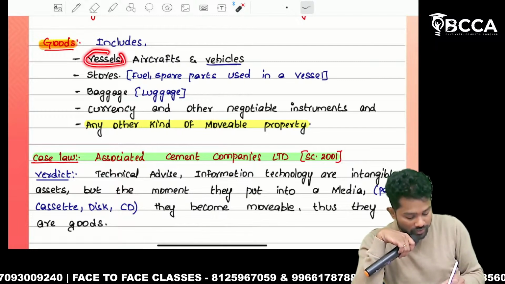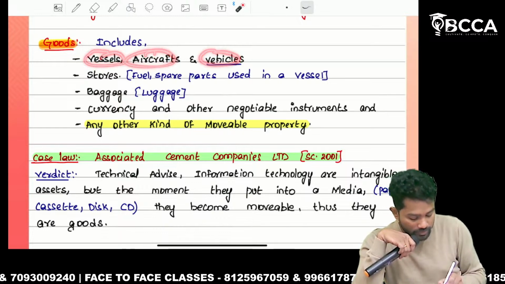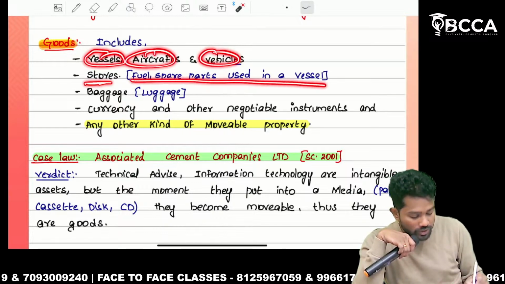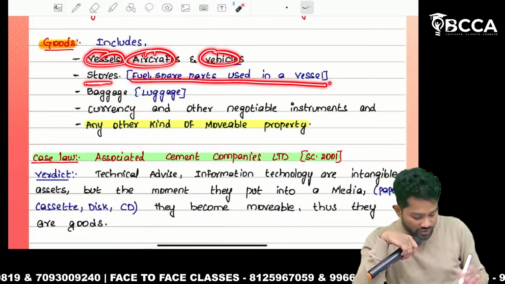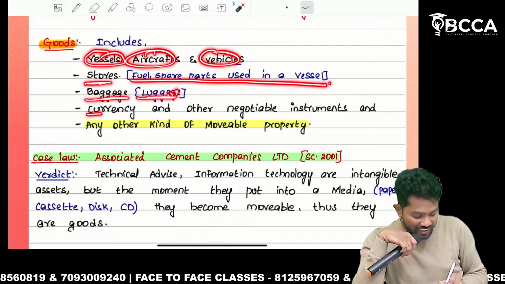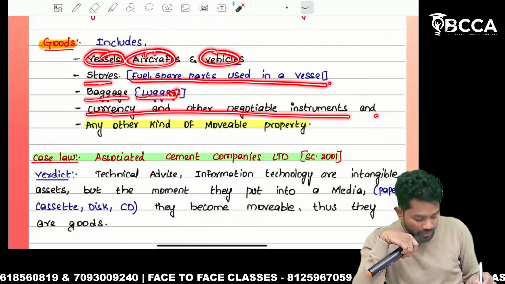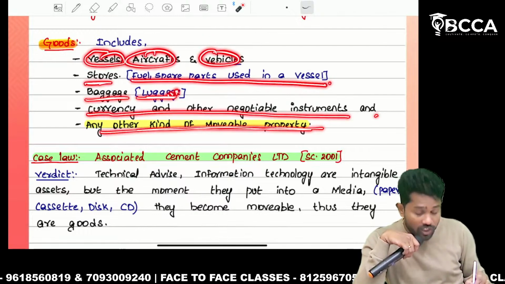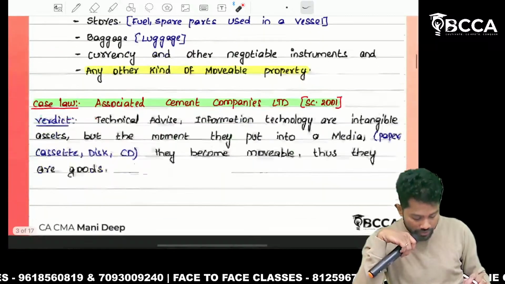So goods includes vessels, aircrafts and vehicles. Stores: stores means fuels and spare parts used in a vessel. And then baggage. Baggage even includes luggage. Then currency and other negotiable instruments and any other kind of movable property.